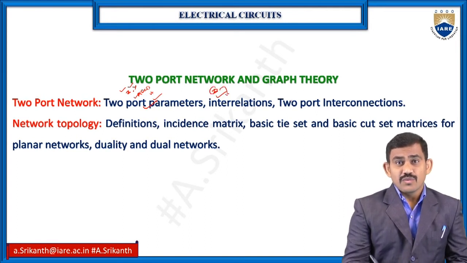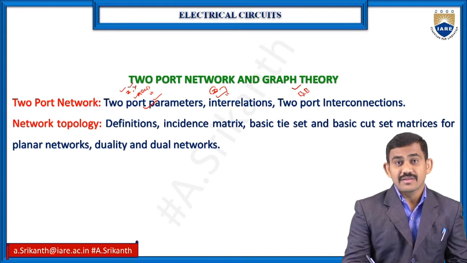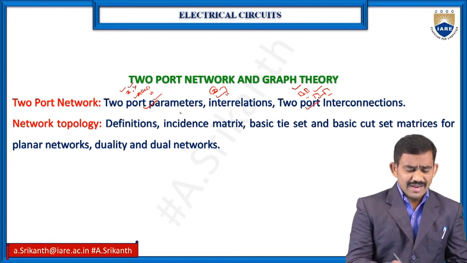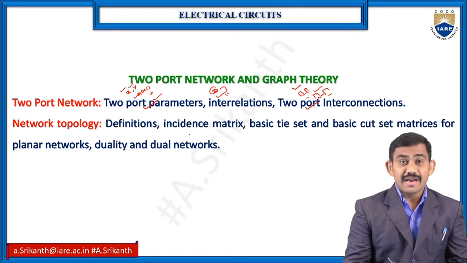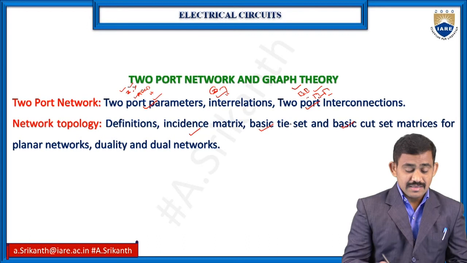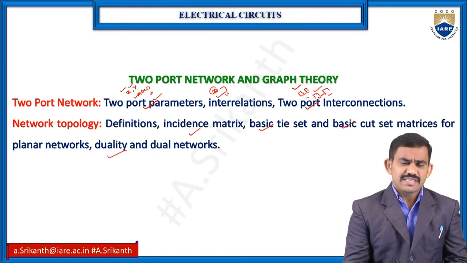And we have one more. Suppose two-port networks are connected in series, what is the answer? Two-port networks connected in parallel, what is the answer? Two-port networks connected in cascade, what is the answer? So their interconnections. And we have one more topic, that is network topology. In that we have incidence matrix, basic tie-set matrix, basic cut-set matrix, as well as duality, network duality. So we'll check it one by one now.